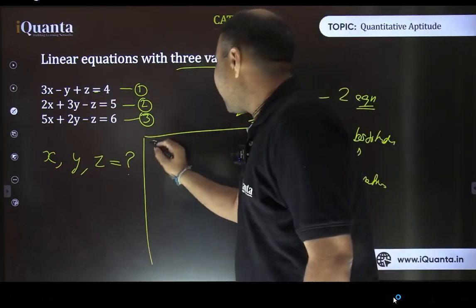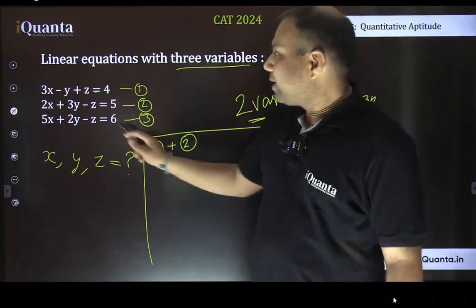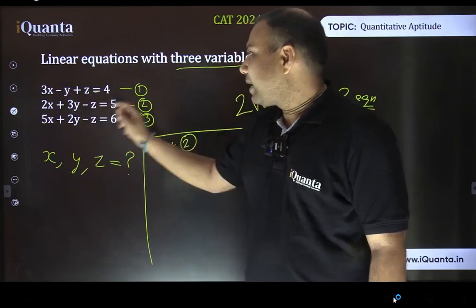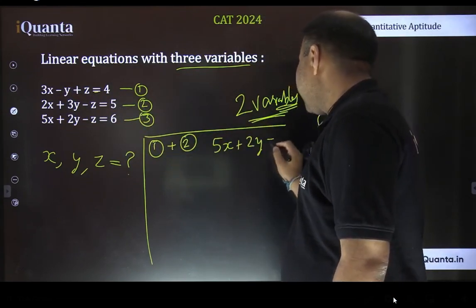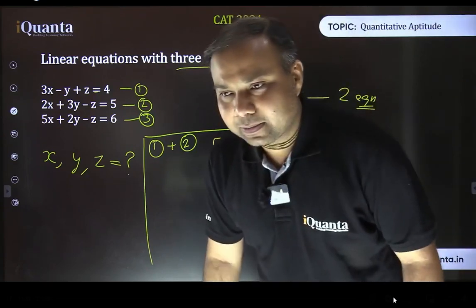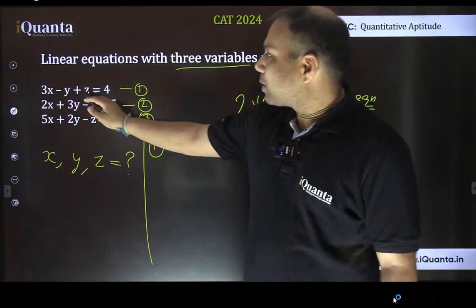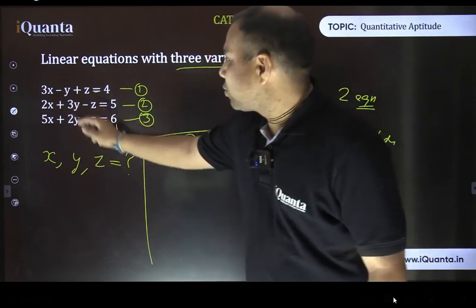If I add equation 1 and 2, I'm writing it like this, equation 1 plus equation 2, what will be the value? See here, plus z and minus z will be cancelled. So I will be left with 5x plus 2y equals 9. 5x plus 2y equals 9. Is this okay? Everyone got that? I've just added first and second equations. So this positive z and negative z will be cancelled. ठीक है ना? So 5x plus 2y equals 9.